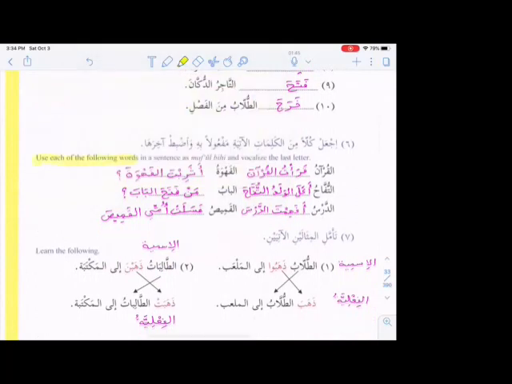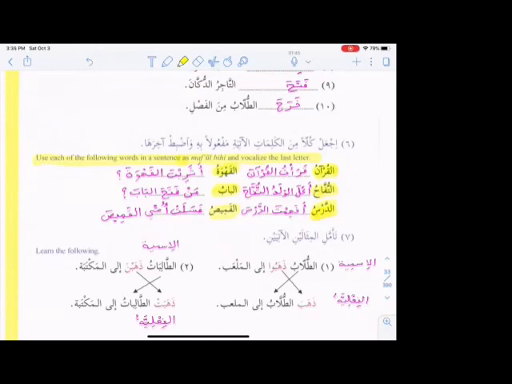To use each of the following words in a sentence as a mafulun bihi and vocalize the last letter. So here the word is this. Now we have to make a sentence. So I have done it: Al-Quranu. Make easy sentences. Don't make complicated sentences, easy for you to write and understand.